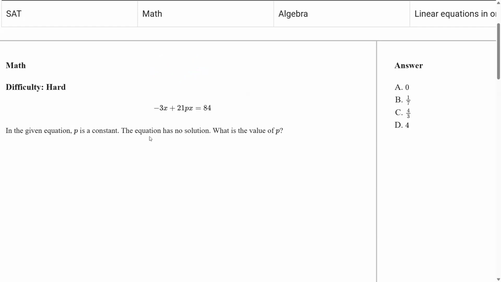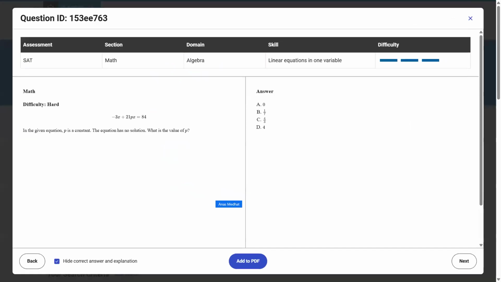But if they are on opposite sides, like minus 3x and minus 3x, then minus 3 will be equal, so 21p will be equal to 3. P will be equal to 3 over 21, which is equal to 1 over 7. The answer is 1 over 7.